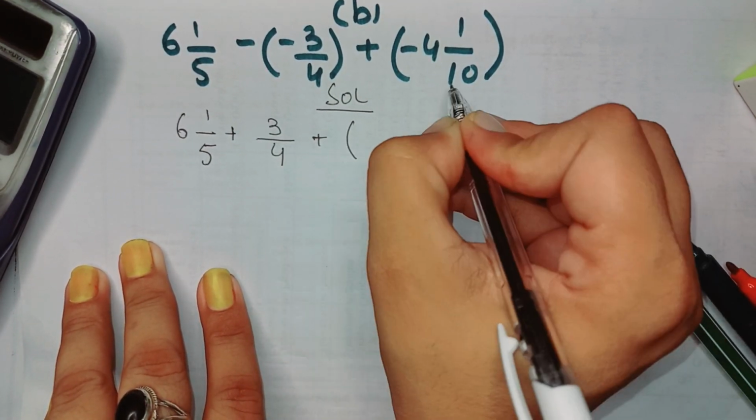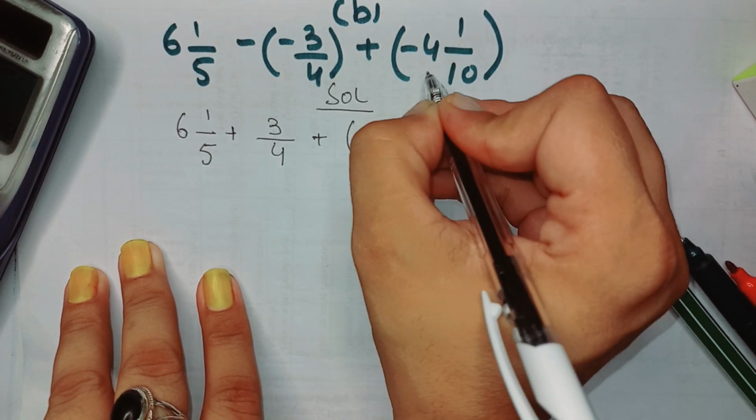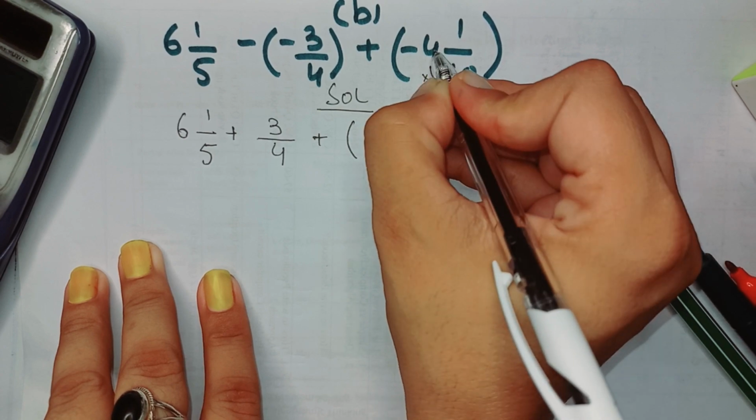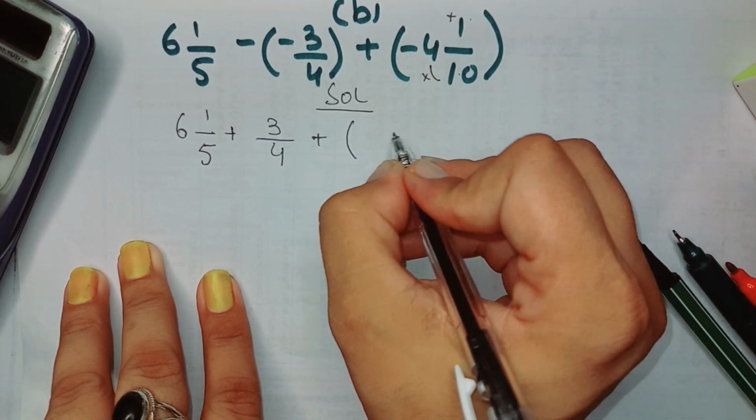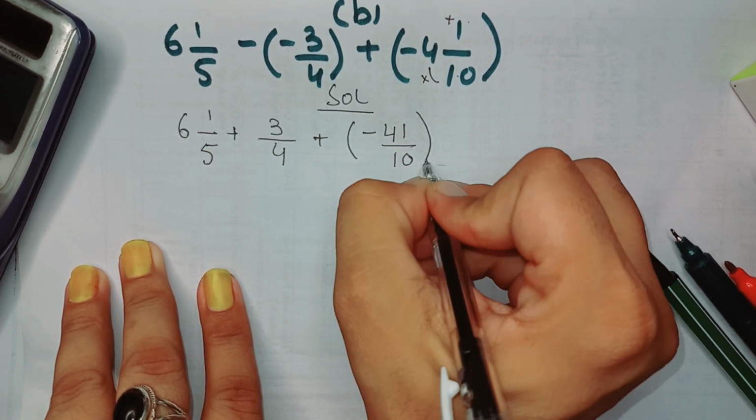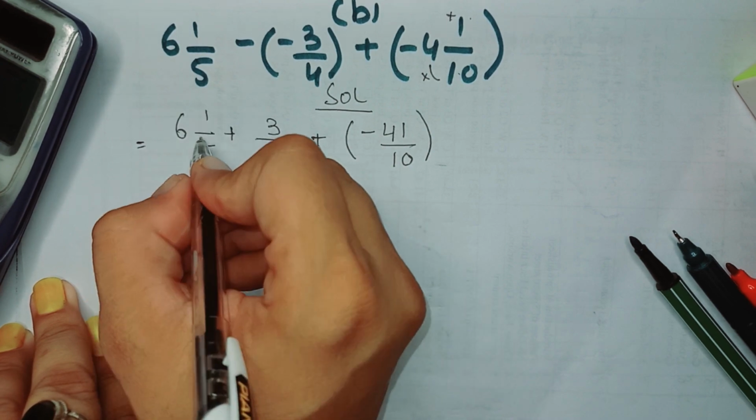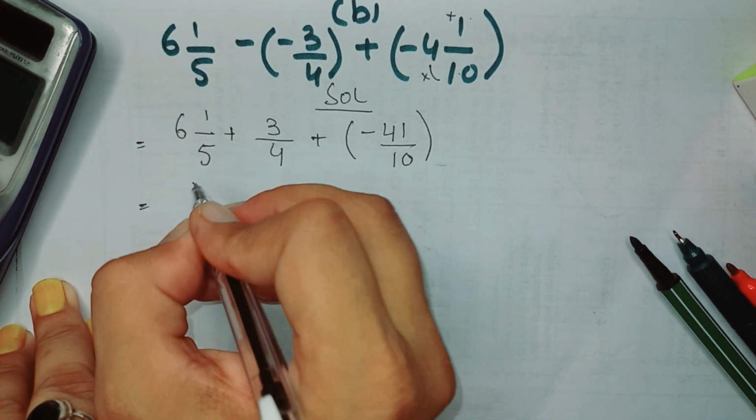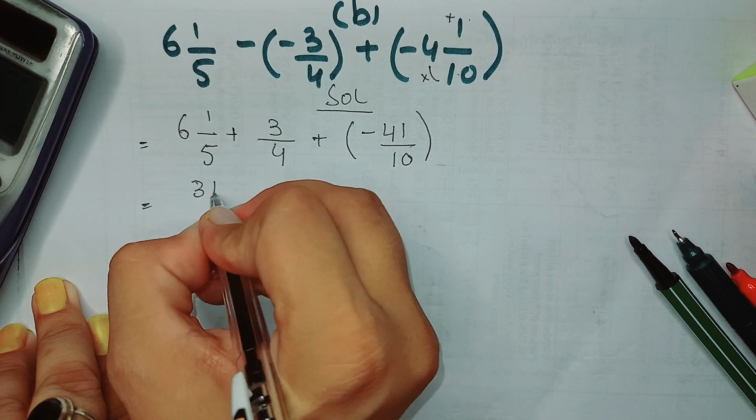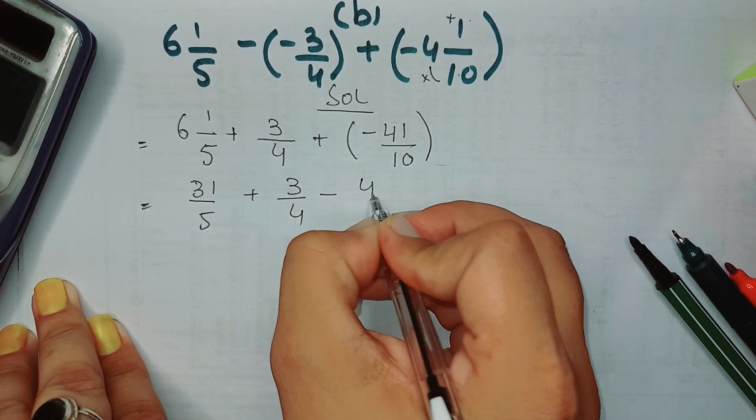Now in the bracket, first you have to convert this mixed number into a fraction. 10 times 4 is 40. You have to multiply these two, 10 times 4 is 40, and plus 1. You will get 41 by 10 and there is a minus sign. Now one more bracket is left, and this mixed number also: 6 times 5 is 30, and 31. Plus minus minus.